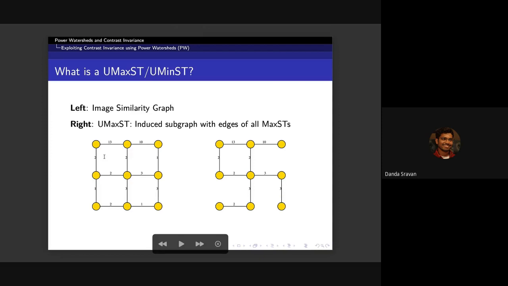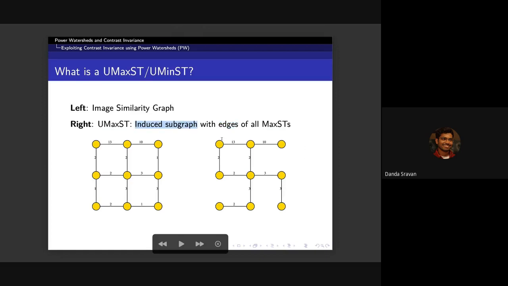I have edge weights, and these edge weights correspond to similarity between the adjacent pixels. Meaning, if the weight is high, then these two are highly similar, and if the weight is low, these are not very similar, and so on. So a union of maximum spanning trees is nothing but: any edge that belongs to at least one maximum spanning tree of this graph, I take a union of all such edges and then construct the induced subgraph.